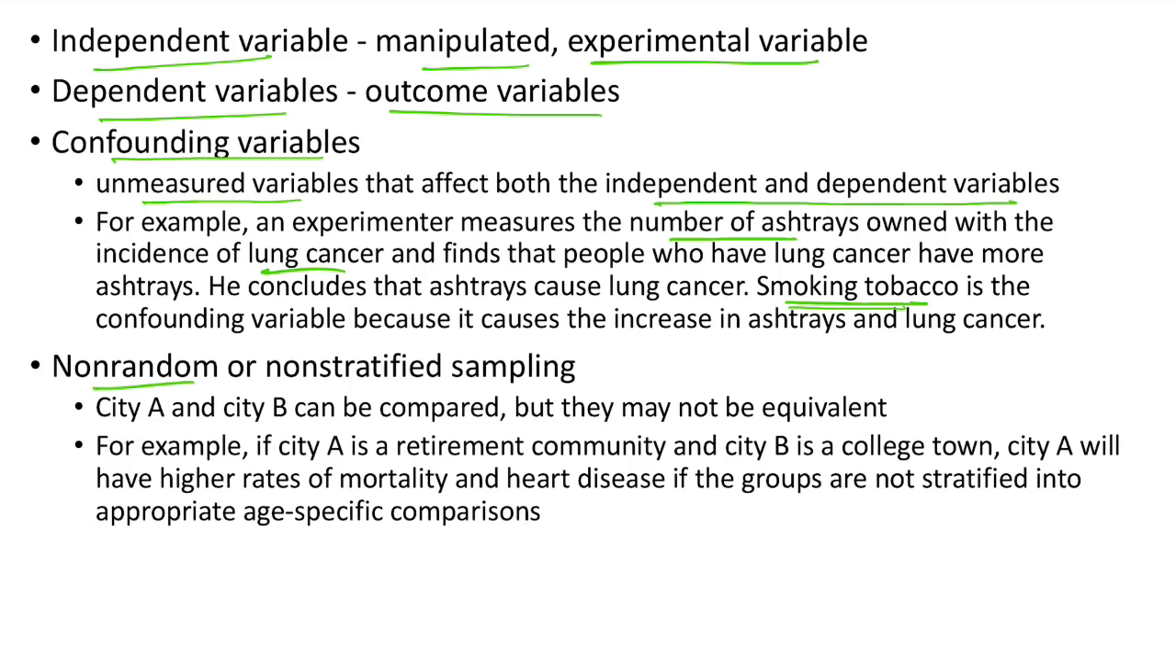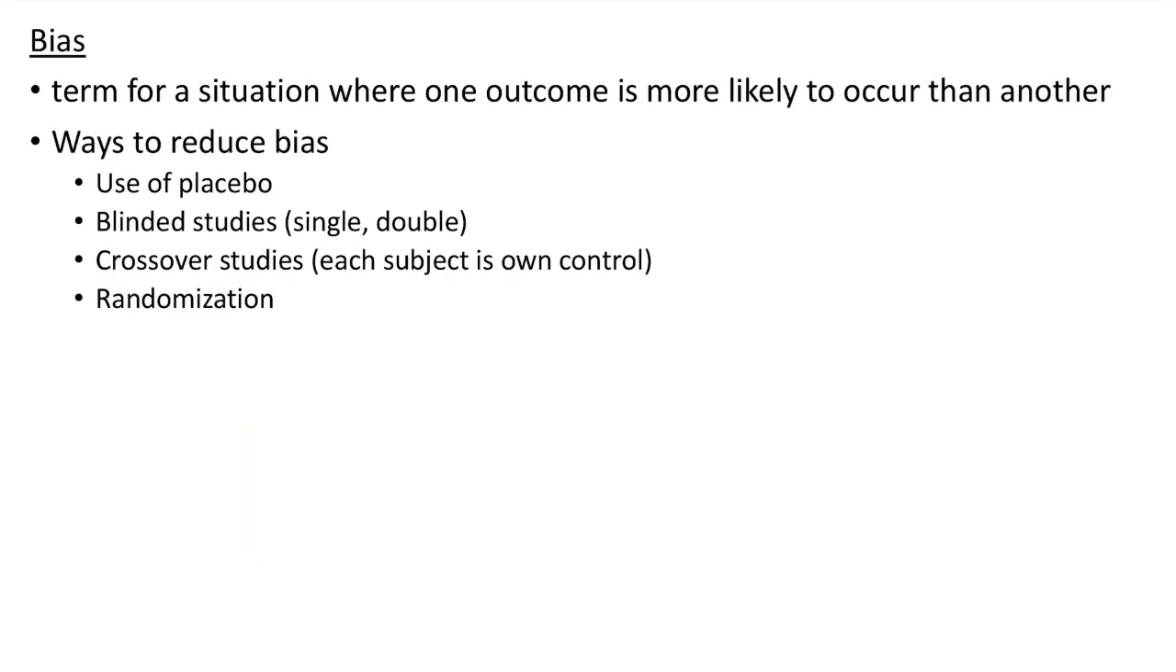Now let us see about non-random or non-stratified sampling. City A and City B can be compared, but they may not be equivalent. For example, if City A is a retirement community and City B is a college town, City A will have higher rates of mortality and heart disease if the groups are not stratified into appropriate age-specific comparisons. So this is the disadvantage of non-random or non-stratified sampling.